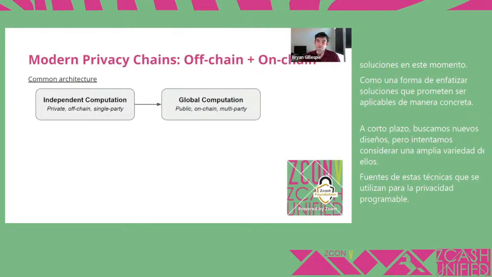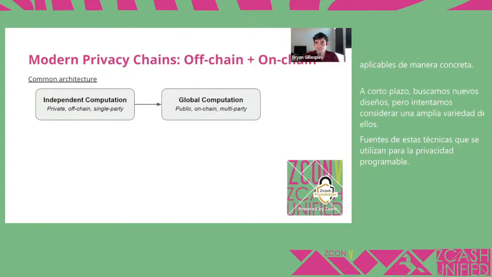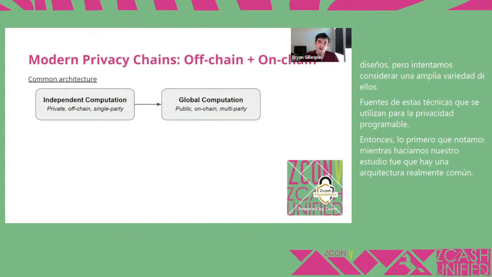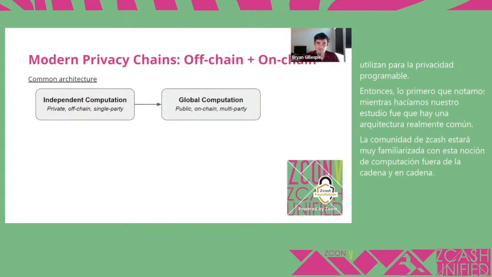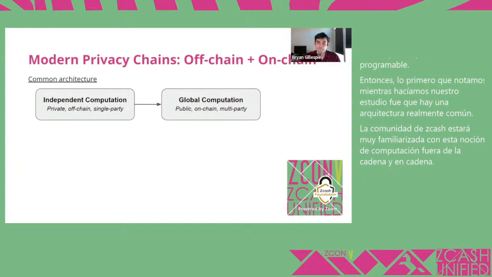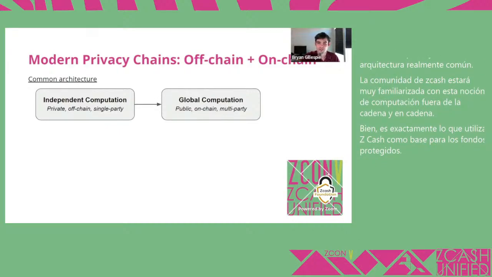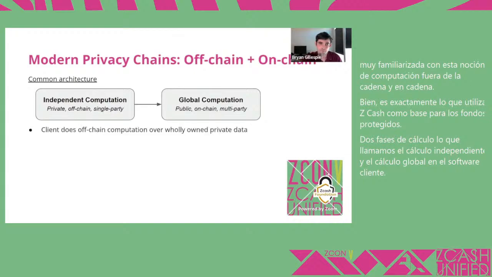The first thing that we noticed as we were doing our study was that there's a really common architecture that the Zcash community will be very familiar with, which is this notion of off-chain plus on-chain computation. It's exactly what Zcash uses as its basis for shielded pools, and it involves two phases of computation, what we call the independent computation and the global computation phases, which roughly take place off-chain in the client software privately, and then on-chain in the validator set.